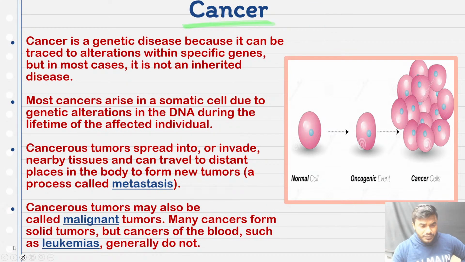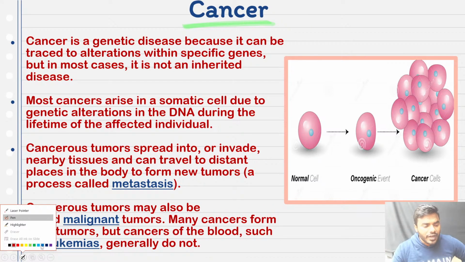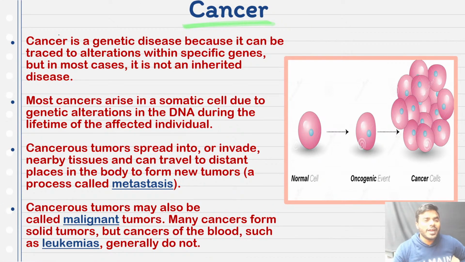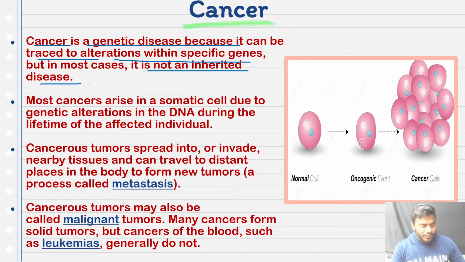Okay, cancer. Friends, how can you define the word cancer? Everyone pay attention. Cancer is a genetic disease. Cancer is a genetic disease because it can be traced to alterations within specific genes. But in most cases, it is not an inherited disease. Now you should have a very valid doubt. Sir, you are calling cancer a genetic disease, but at the same time you are saying that cancer is not inherited from one generation to another generation. How is that possible?